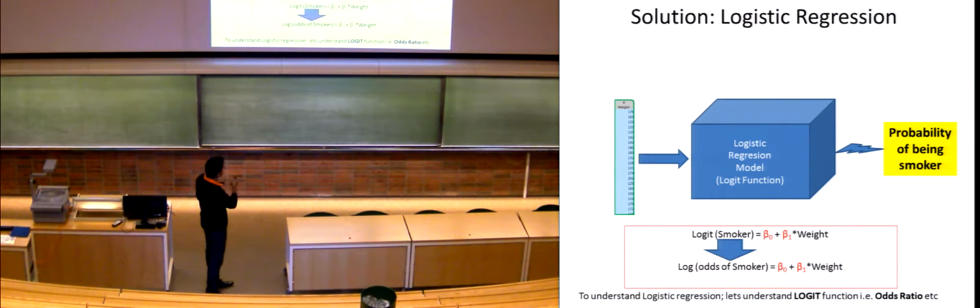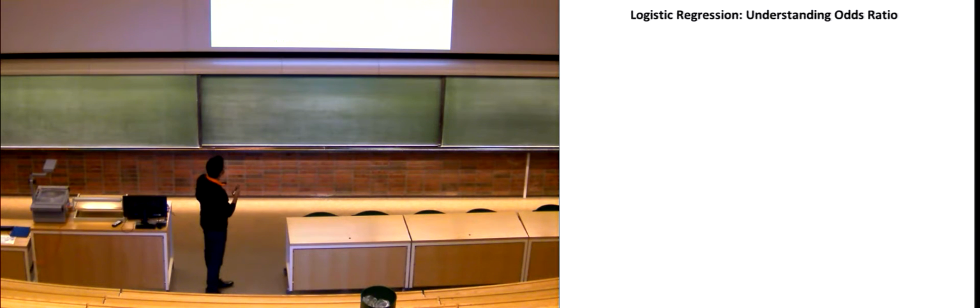The logit is nothing but the natural logarithm of the odds of smoker, the output variable here. And to understand logistic regression, one needs to understand what the odds of smoker is. So for that, in the next slide we will understand what the odds ratio is. We have actually seen this in the last lecture, but I will just repeat it again.